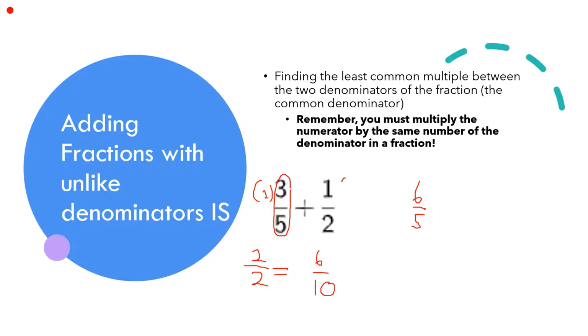Same for this one. We can't just multiply it by 5. We've got to multiply it by 5/5 in order to find the least common multiple, which would be 5/10. So, multiply the numerator and the denominator by the same number. That's very important to remember, because that could lead you to make a number of different mistakes in your process of solving these questions.